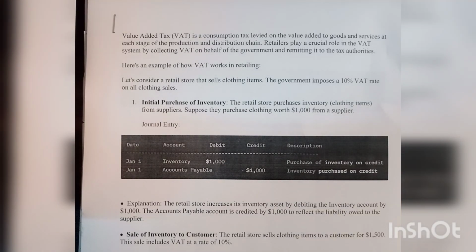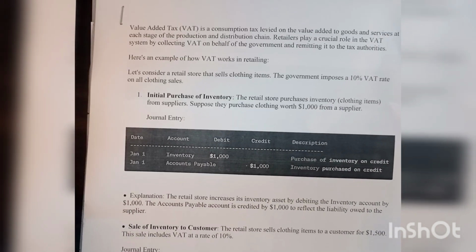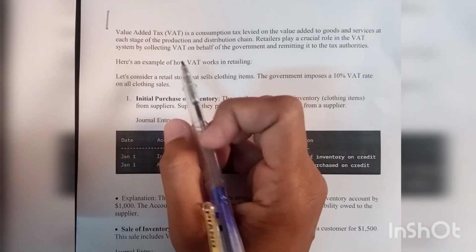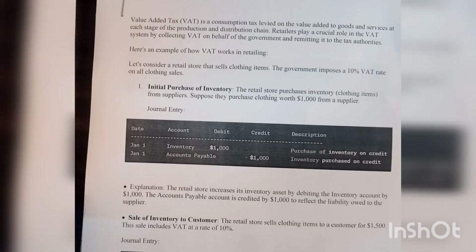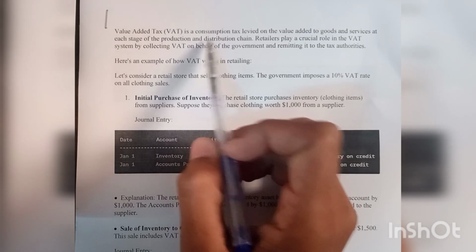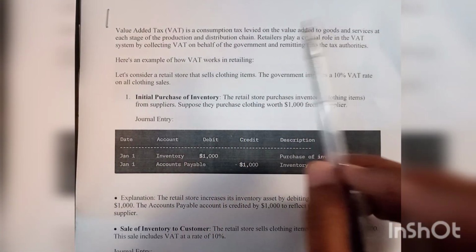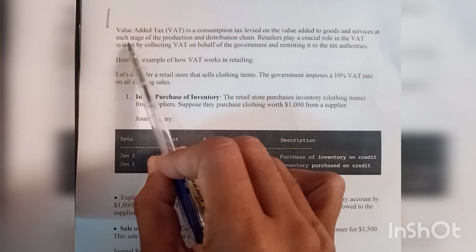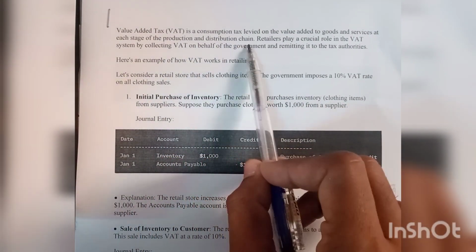So today I'm gonna tell you about value-added tax and retailing. One of our students sent me a message to explain value-added tax and retailing. As I uploaded the last video about the UK taxation system, right now I'm giving a few more examples on that. Value-added tax is a consumption tax, as you know, levied on the value added to goods and services at each stage of the production and distribution chain.